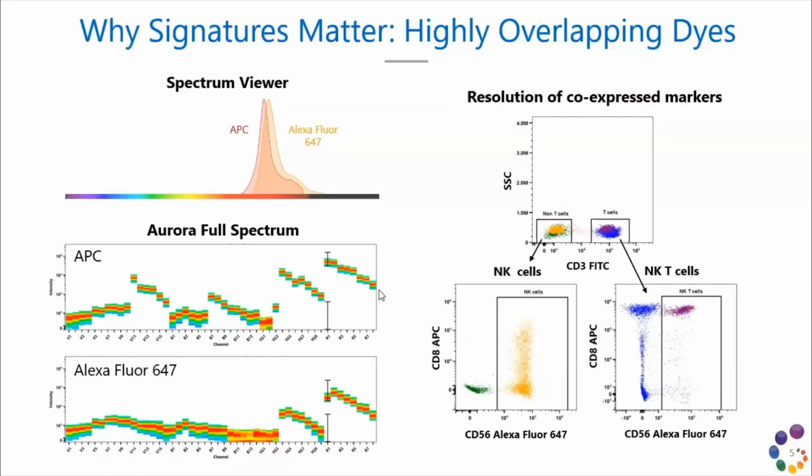So what we have here is a simple 3-color panel, with CD3 FITC, CD8 on APC, and CD56 on Alexa Fluor 647. The first plot is gated off of lymphocytes, and from there we gated on CD3 positive T cells and display those events on a CD56 versus CD8 plot to find the NKT cells. Then over to the left here in the green and gold plot, we are looking at that same CD56 versus CD8 gated from the non-T cells to find the NK cells in the sample.